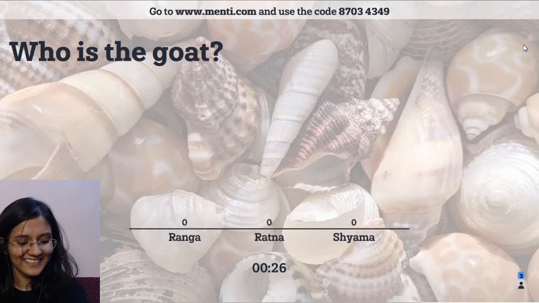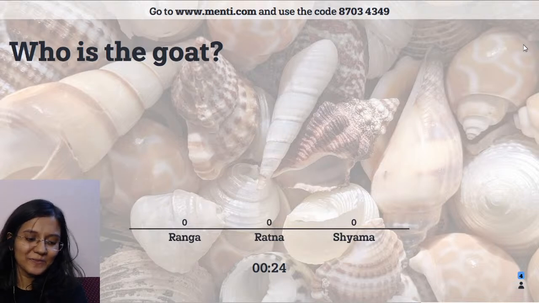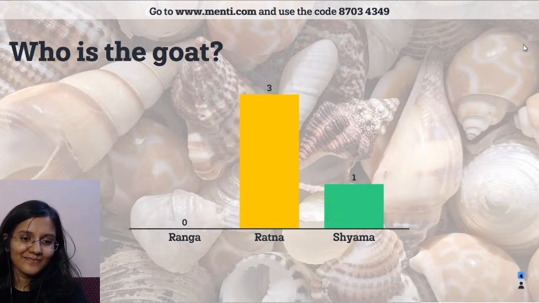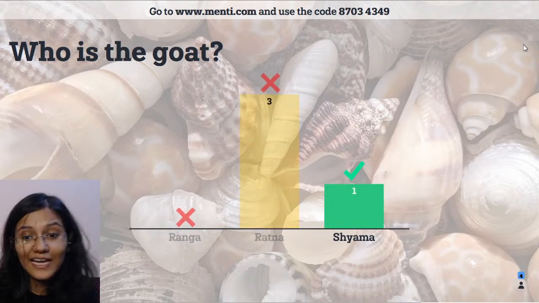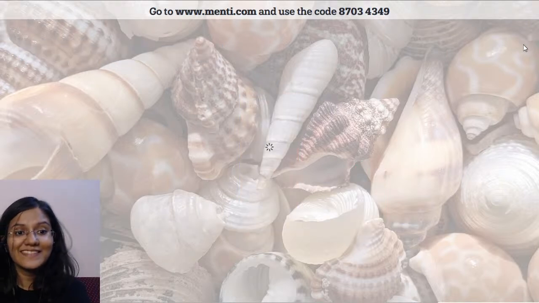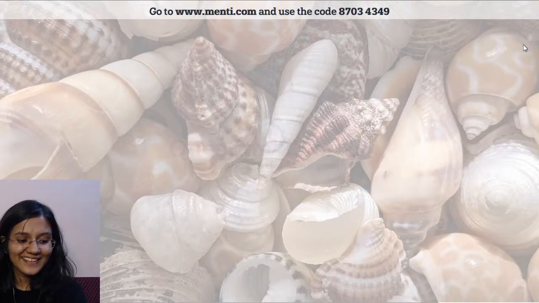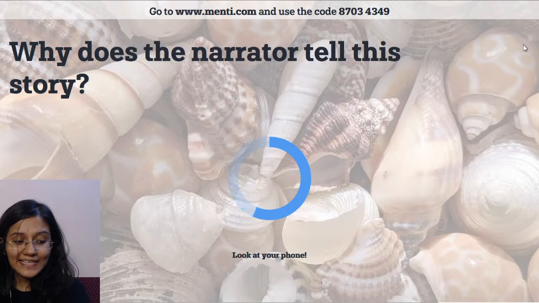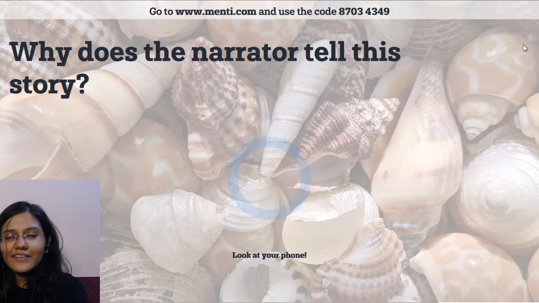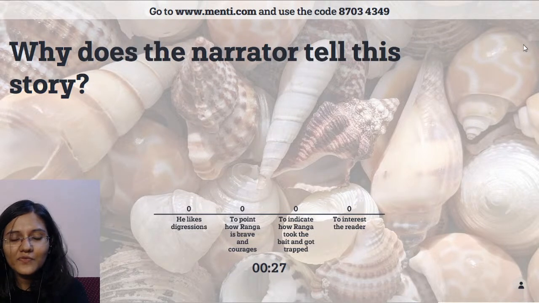Who is the goat? Okay, no. It's Shama who is the goat, and we will talk about why after you answer the next question. Why does the narrator tell this story? It's such a strange story to bring into the middle of his conversation with Ranga, but he tells us this story right in the middle without giving us any reason as to why. But despite him not telling us what the reason is, there is a reason. And what is it?